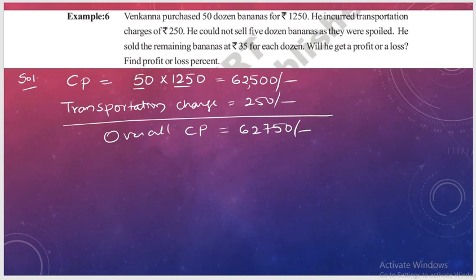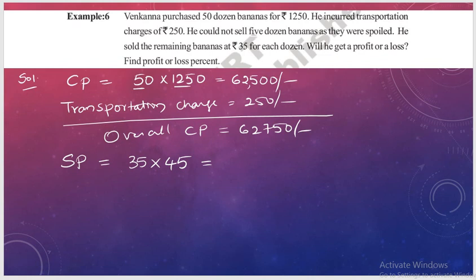So those 45 dozens also he sold at 35 rupees per dozen, right? So 35 rupees for each dozen. Then what is the selling price? So selling price is equal to 35 for each dozen into, next, 35 into how many he has to sell? 45, right? So 35 into 45, how much will it give?